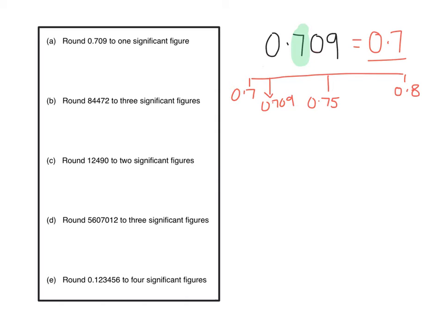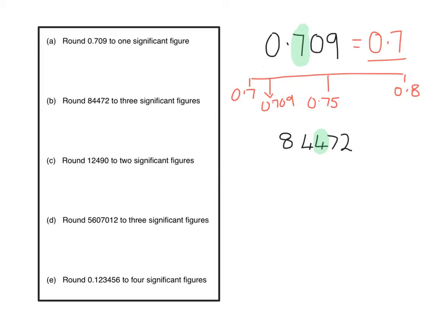Let's have a look at the next one. I've got 84472, and we're looking at 3 significant figures this time. I look at my first significant figure, which is the 8, the second is the 4, and the third is this 4 here. So let's highlight that third significant figure, and again it's either that number that's going to stay the same or go up.